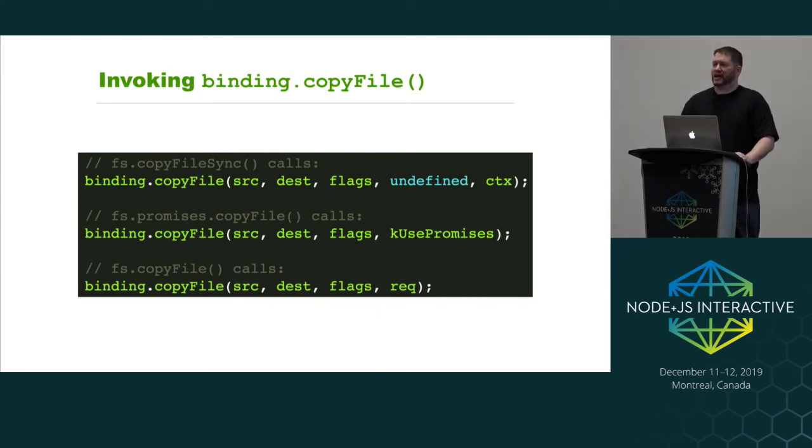I already mentioned kUsePromises is a symbol that tells it to use the promises implementation. The synchronous version passes undefined followed by a context. The context is what will be populated with any results and errors that might come back from the binding layer. And then the callback-based version just passes something called req, which is a C++ object that's used in the callback code. So from here, we're going to be leaving JavaScript. We're going to be entering the really ugly C++ code that I talked about a little bit.